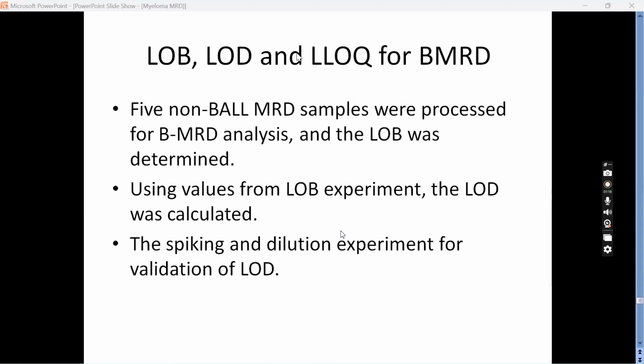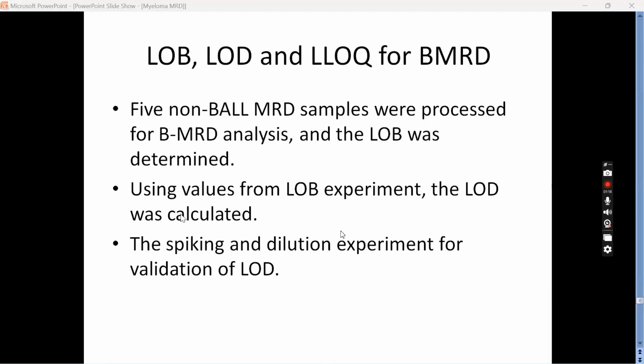See, this is tough, but since it was just requested, I'm telling. Is there anyone who has not understood? Sir, if there is a limit of blank, let us say 5 events are coming in our assay, should we increase our limit of detection according to that? Sorry, come again, please ask your question again. Like if our limit of blank is coming as 5 events in 1 million, should we increase our limit of detection according to that? No.